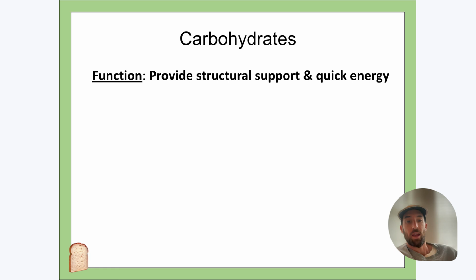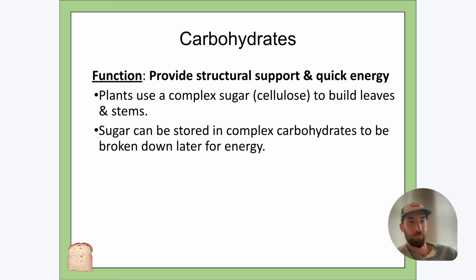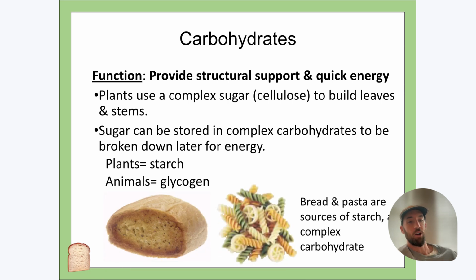Carbohydrates provide quick energy and structural support. They're very important for your athletic performance. Plants store starch and use cellulose to build stems and leaves, while animals store glycogen in muscles and in liver. Bread and pasta are good examples of carbohydrate-rich foods.